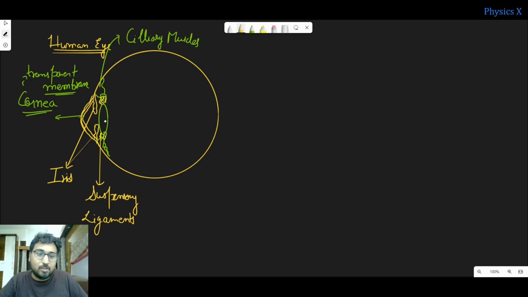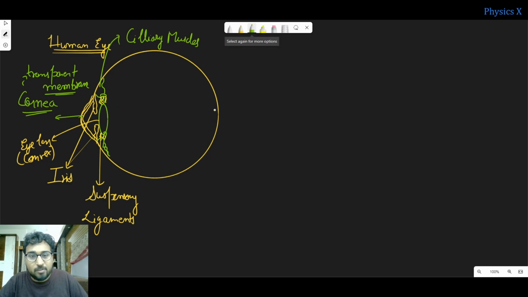You can see that this is your eye lens, and you can observe that the eye lens is convex in nature. You can already see that it is a convex lens by its shape. Behind the eyeball you have the retina. Here we have an opening from where the nerves attached to the retina go towards the brain, and this is called the optic nerve.